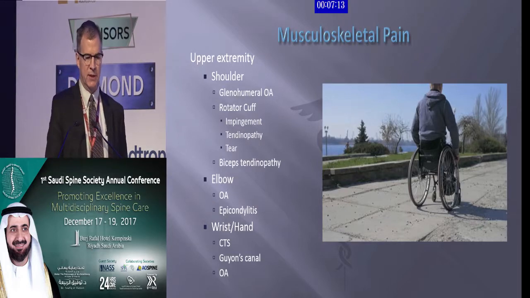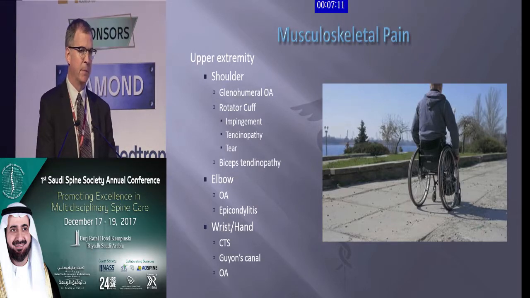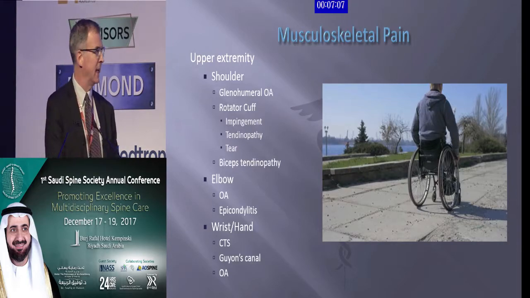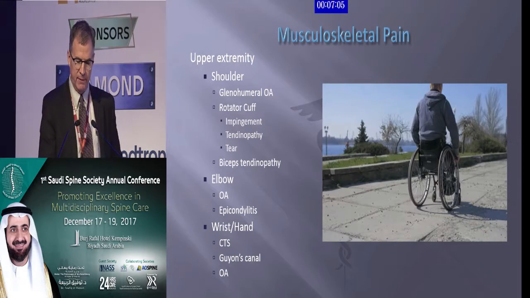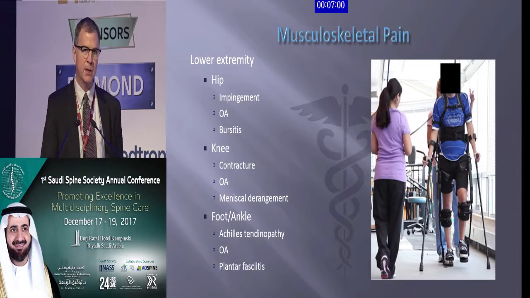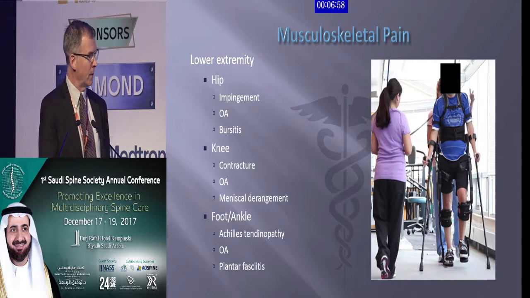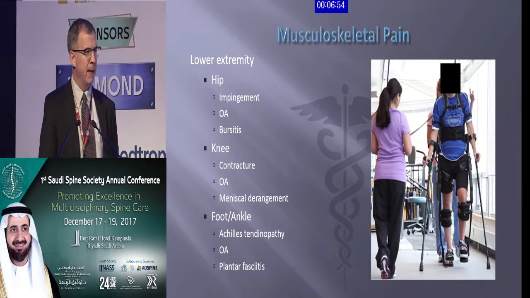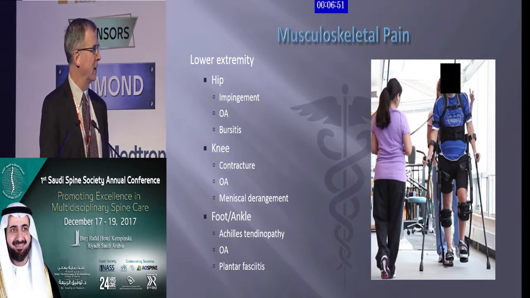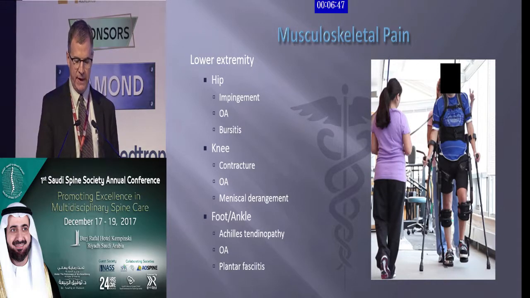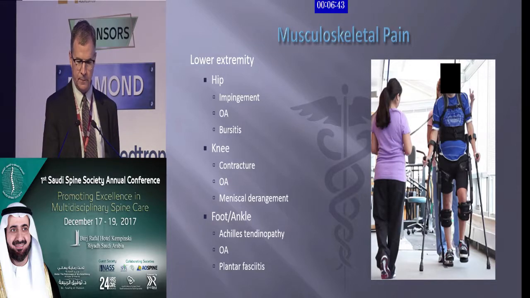Just to review on musculoskeletal pain in the upper extremity, especially for patients in wheelchairs: shoulder pathology, elbow, wrist, hand, issues related to a variety of different musculoskeletal complications. Even in the lower extremity, patients that have incomplete injuries or use some of the upright technology may have hip, knee, foot and ankle musculoskeletal problems. Again, identifying the primary source of pain is important in this population as well.